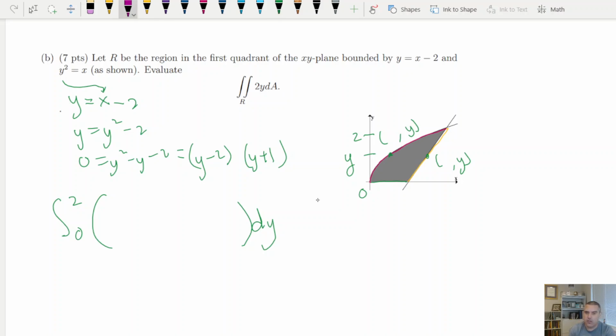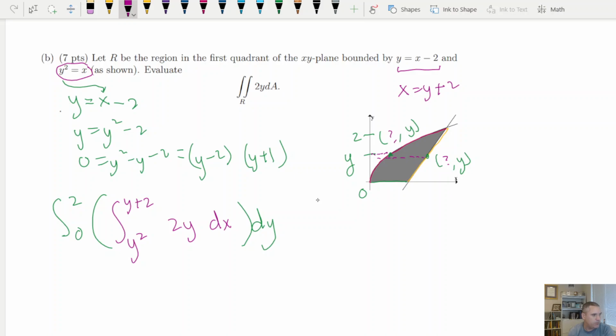Now, I need to describe how far it is to enter the region and how far it is to exit the region. In other words, I need to know what those are in terms of y. So which one is the line? That's this one. In terms of y, that's x equals y plus 2. Is that the bigger x value or the smaller? You should see it's the bigger. So that's going to be my y plus 2. Okay, what about the smaller? Well, that's going to be this equation in terms of y, so it's y squared. So that's it, and then you evaluate.